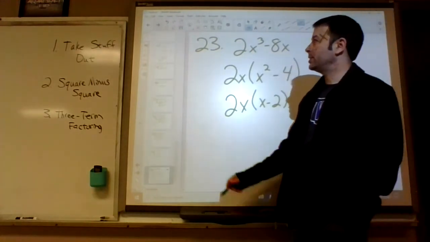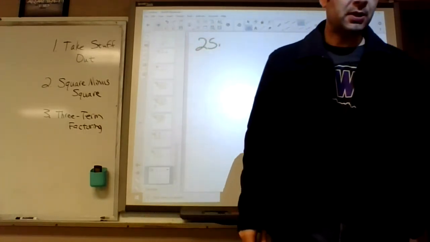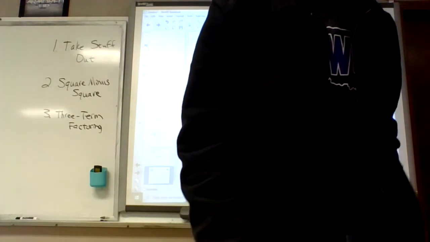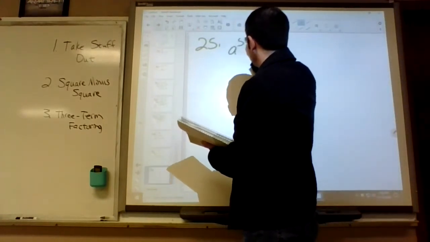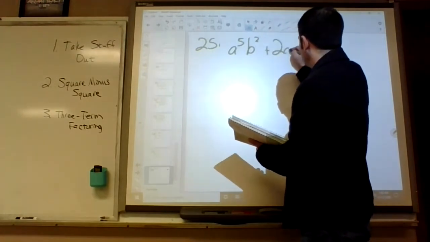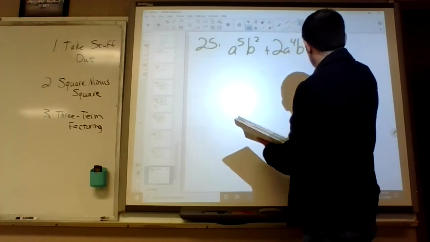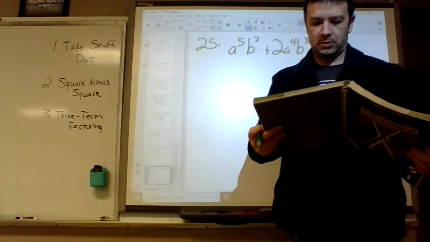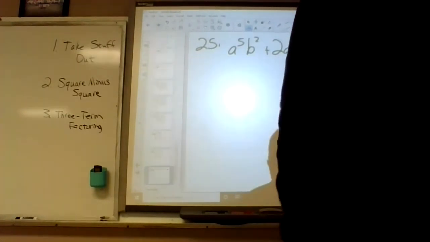The end. 23. Okay, 25. A5B2. I'll leave the book on this one. Plus 2A4B3. This is a weird one because there's not any normal numbers.